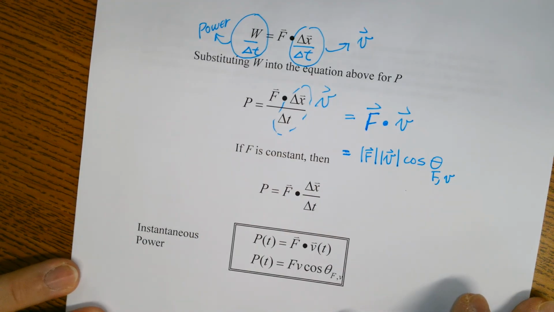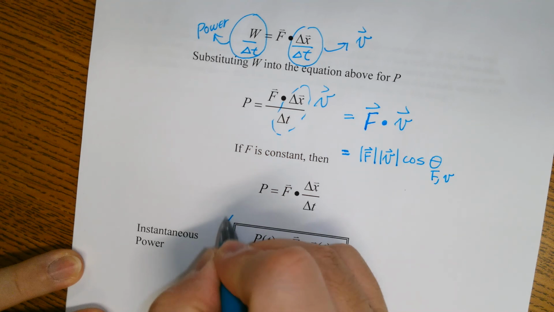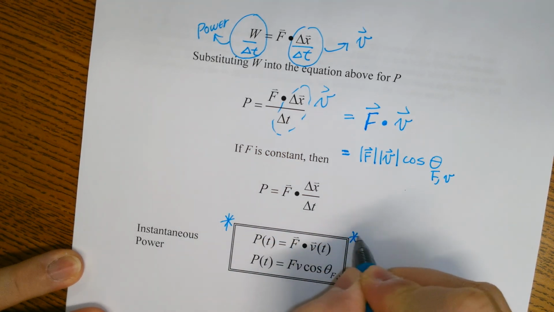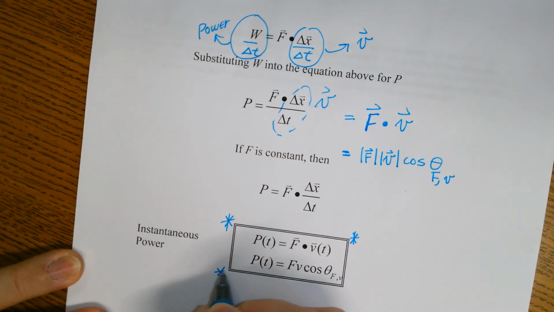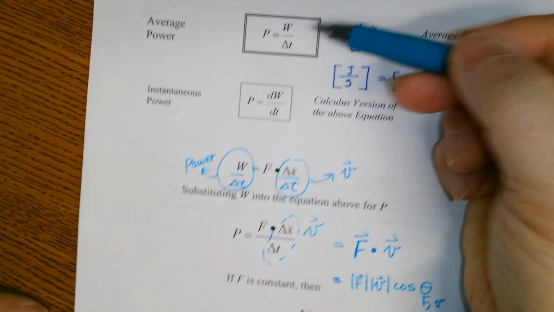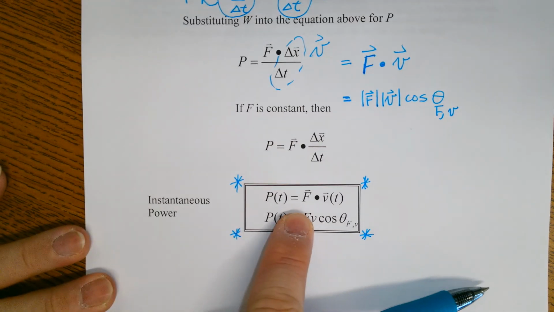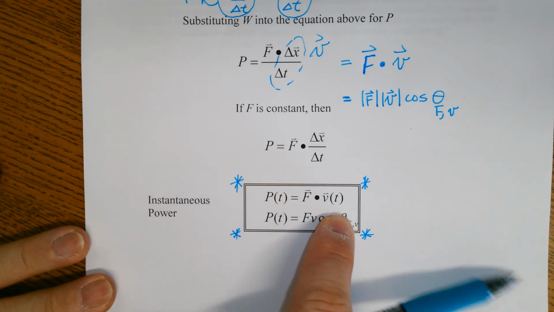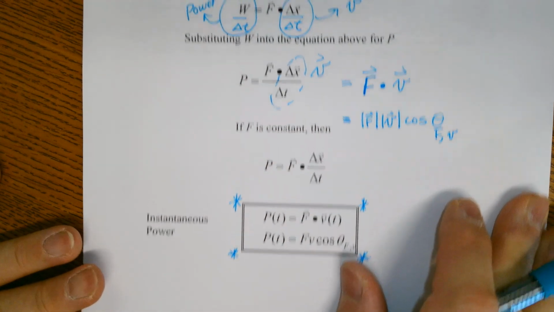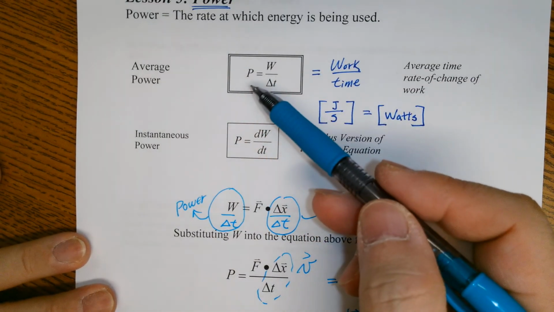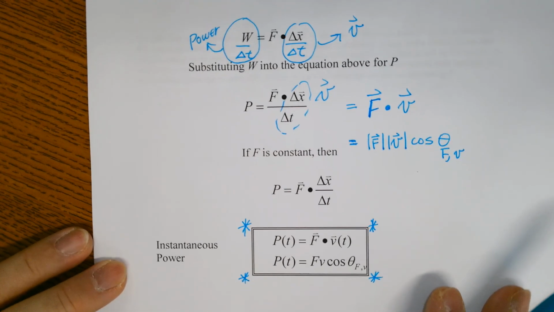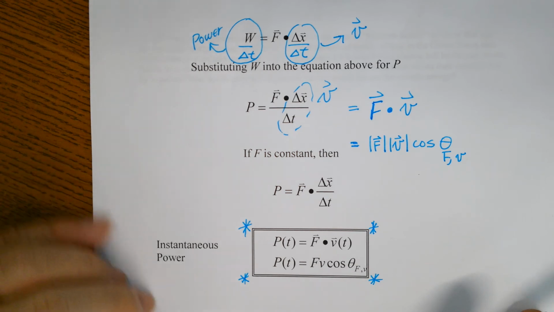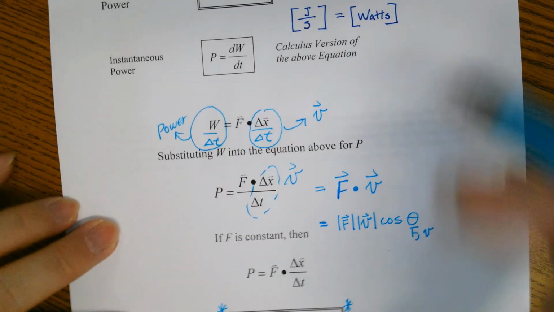All right. So this is instantaneous power, and this is average power. So instantaneous power can be found by F dot v, and average power can be found by work divided by time. And the unit is watts.